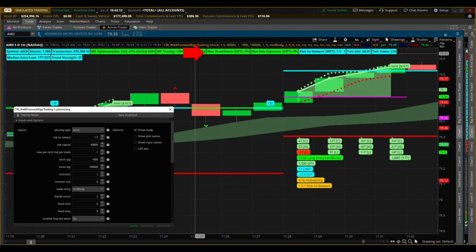Max drawdown. Max risk exposure. Risk-to-reward ratio. Median gain and loss. Trend direction and strength. To switch to Forex or futures, simply change security type from stock to either Forex or futures.